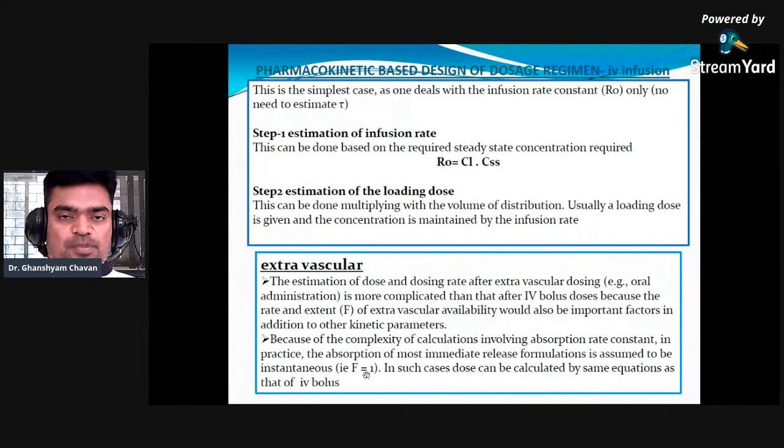Yes, it is the ideal route of administration, because if you are giving the drug intravenously, it will definitely improve absorption, distribution, metabolism as well as excretion. All things will go smoothly when you are giving it intravenously. In such a case, the dose can be calculated by the same equation as that of the IV bolus. So in this fashion, we also discussed the extravascular route of administration, and how it affects things when you are giving the drug by that route.